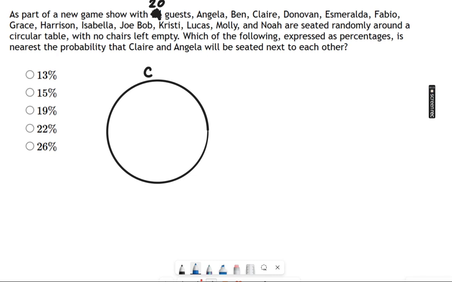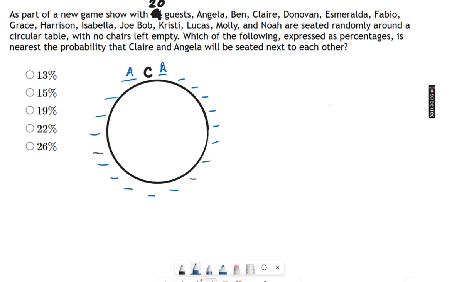The question is, what's the probability that Claire and Angela are sitting next to each other? Notice that it doesn't matter where Claire is sitting. All that matters is me saying, what's the chance that Angela is sitting next to Claire? So, where are the two places that Angela could sit? And there's 19 possibilities. There's 1, 2, 3, 4, 5, 6, 7, 8, 9, 10, 11, 12, 13, 14, 15, 16, 17, 18. See, there's 19 seats for Angela to sit in. She's either going to sit here or here. Those are the places where she might be next to Claire.